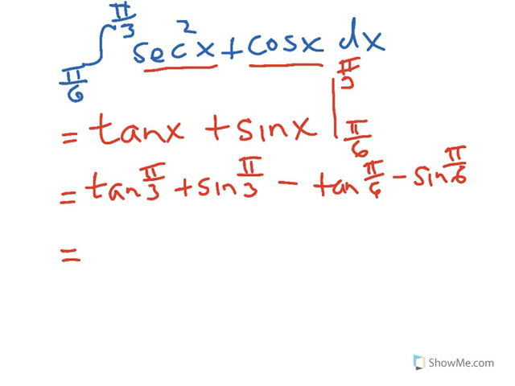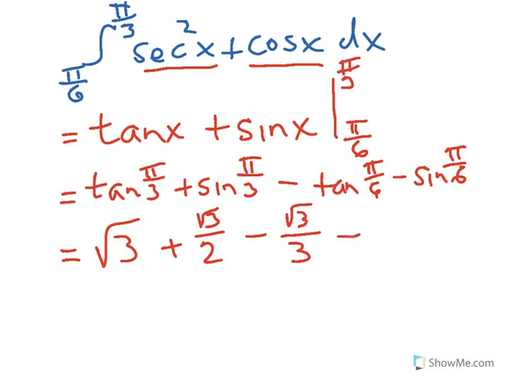The tangent of pi over 3 is the square root of 3. The sine of pi over 3 is going to be plus the square root of 3 over 2. The tangent of pi over 6 is going to be minus the square root of 3 over 3. And then minus the sine of pi over 6 is minus 1/2. This in and of itself could be the answer. We can't combine any of those roots together in any way that's going to be useful, so we could actually leave it like that.